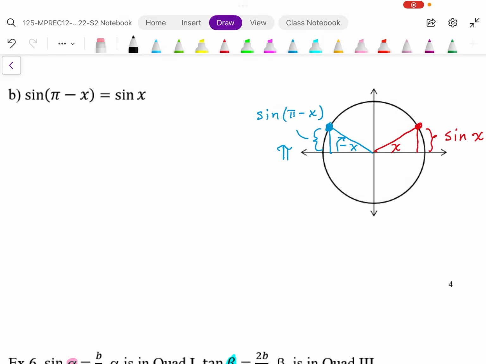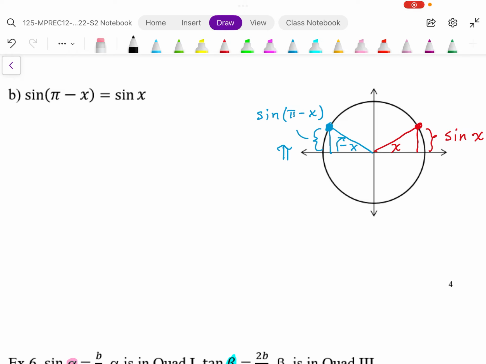B is also a formula that we've seen before. This is actually pi minus x is theta 2. So this is basically sine of theta 1 is equal to sine of theta 2. And we can show this again in the circle.